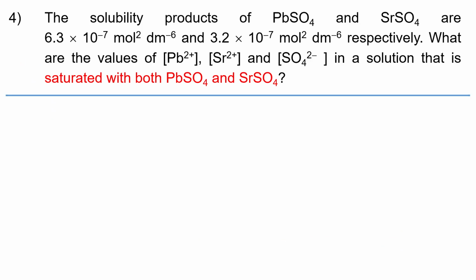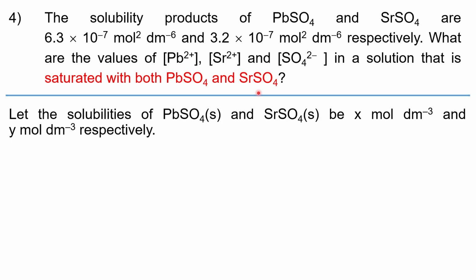Given the scenario here, the Ksp of your lead sulfate and your strontium sulfate are these two values respectively. What are the values of the concentration of your lead 2+, strontium 2+, and sulfate ions in a solution that is saturated with both lead sulfate and strontium sulfate? So how do we approach this question? I do not know the solubility, I only know the Ksp value. I do not know the solubility values.